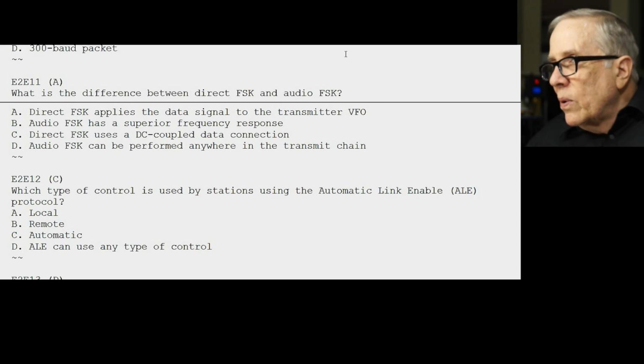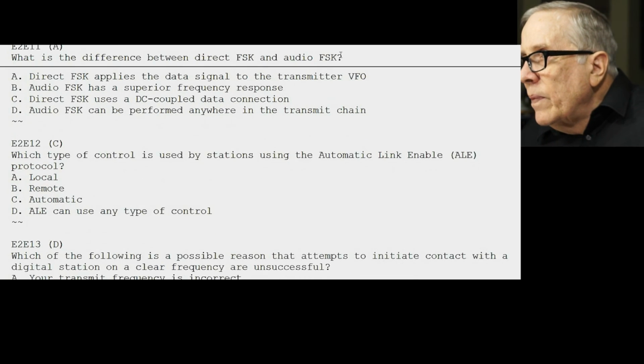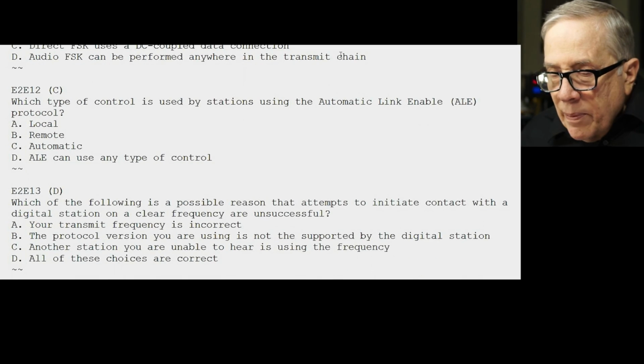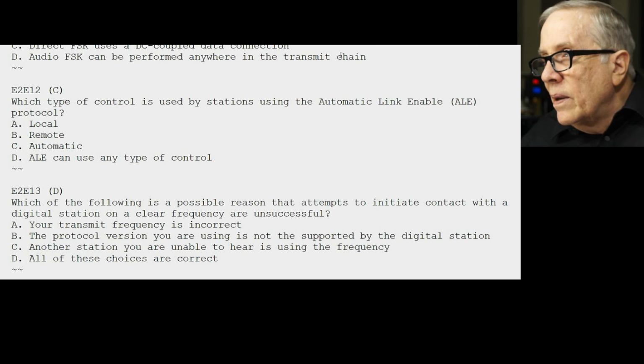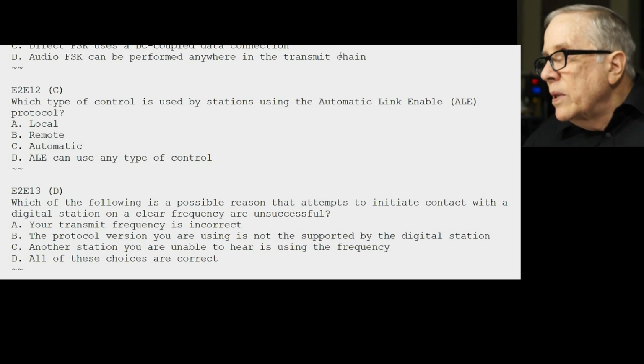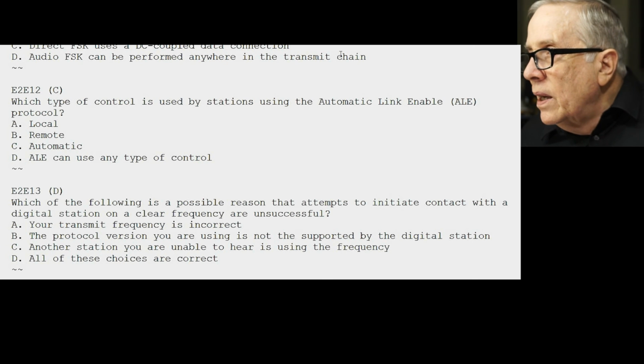E2E12, what type of control is used by stations using the Automatic Link Establishment protocol, ALE? And it's asking what type of control, and the answer is automatic control. So C.